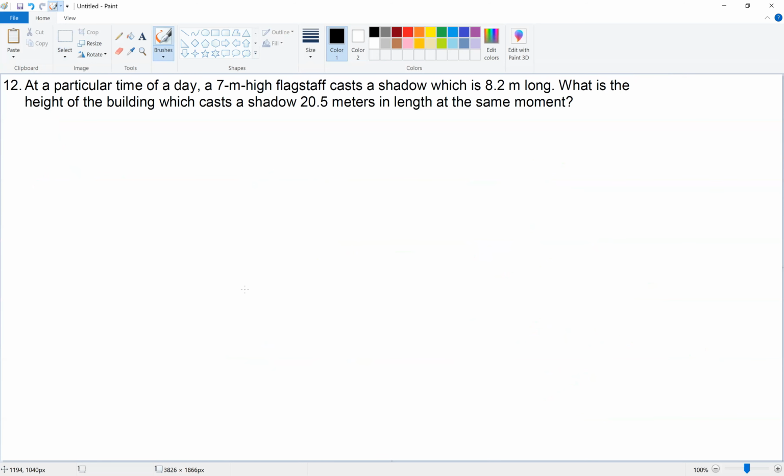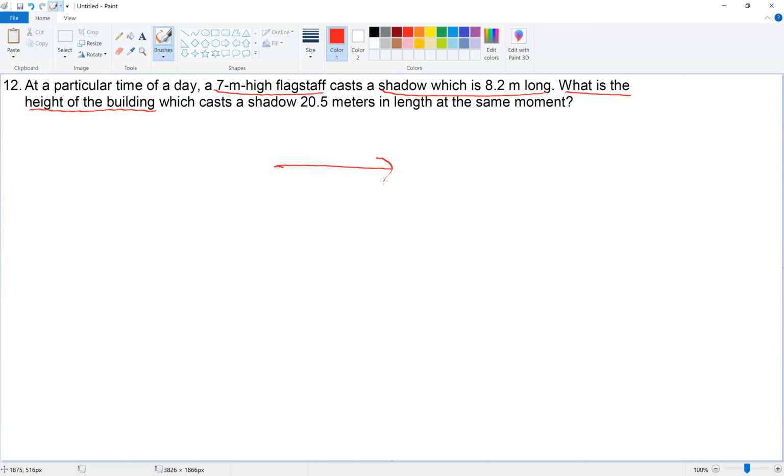Number 12, Gitika. I don't think I got this one correct though. That's fine. So let's read the question first. At a particular time of day, a 7-meter high flagstaff casts a shadow which is 8.2 meters long. What is the height of the building which casts a shadow 20.5 meters in length at the same moment? Okay, so what is the question? Is it the height or the shadow? They're asking for the height of the building.